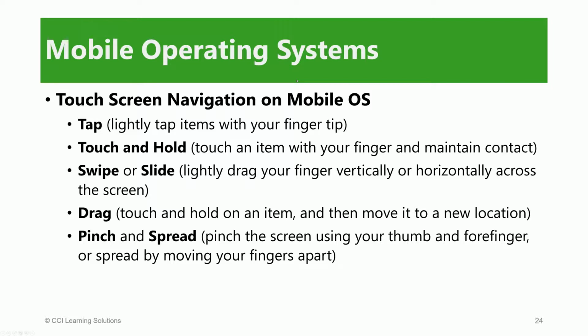So touchscreen navigation on mobile operating systems. They're basically the same as doing a touchscreen for your computer. The only difference is that there is a swipe or slide, and that's because you typically have more than one window to go through to be able to see things.